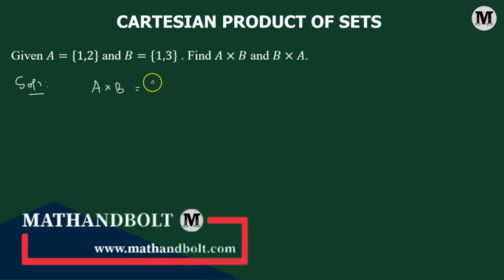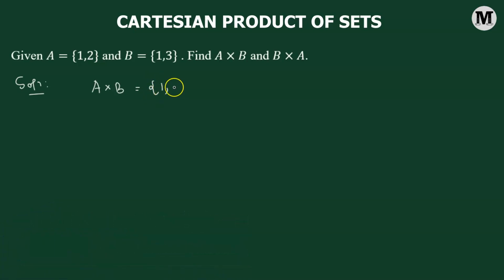The Cartesian product of A and B means we have the set A containing the elements 1 and 2. So we are going to form a Cartesian product with the set B containing the elements 1, 3. So what we'll have to do here is pick up the first element of set A, which is 1, and form an ordered pair with each of the two elements of the second set, which is B. That means we have (1, 1), and the next ordered pair is going to be (1, 3).